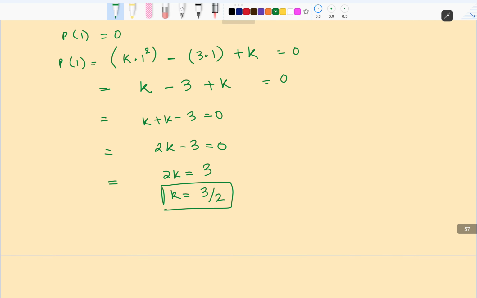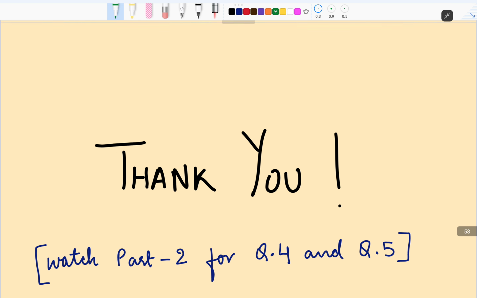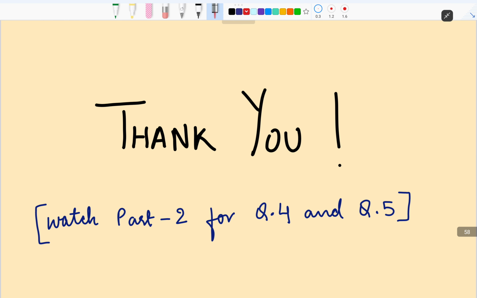Okay, so that is all. The remaining questions, which I believe are question 4 and question 5, we are going to take up in the next video. I hope whatever we discussed so far, the application of the factor theorem, was very clear to you. And if there's any doubt about what the factor theorem means, please do watch my video, which I have already uploaded, and you'll find the link in the description below.